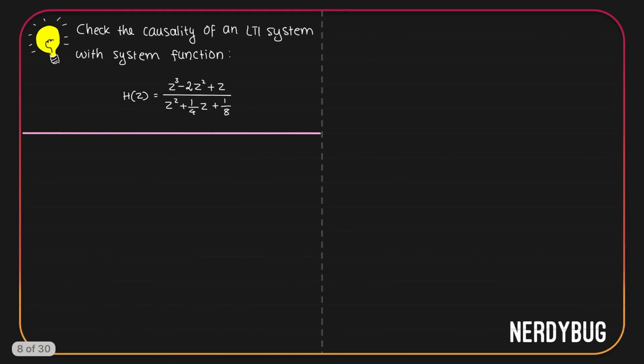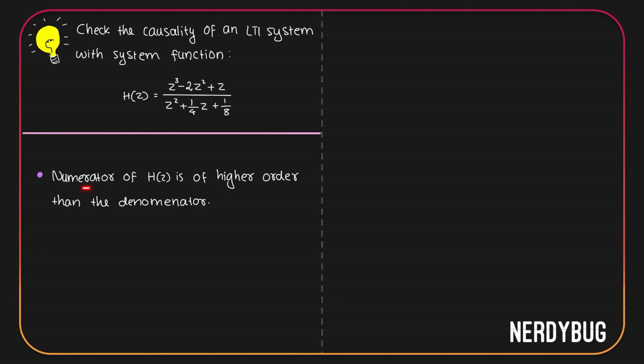Let us solve a problem based on this. We have to check the causality of an LTI system. Its system function H(z) is given as (z^3 - 2z^2 + z) divided by (z^2 + 1/4 z + 1/8). Here H(z) is written as a ratio of polynomials in z, and obviously the numerator of H(z) is of higher order than the denominator. Order of the numerator is 3, order of the denominator is 2. So we can conclude the system is not causal.